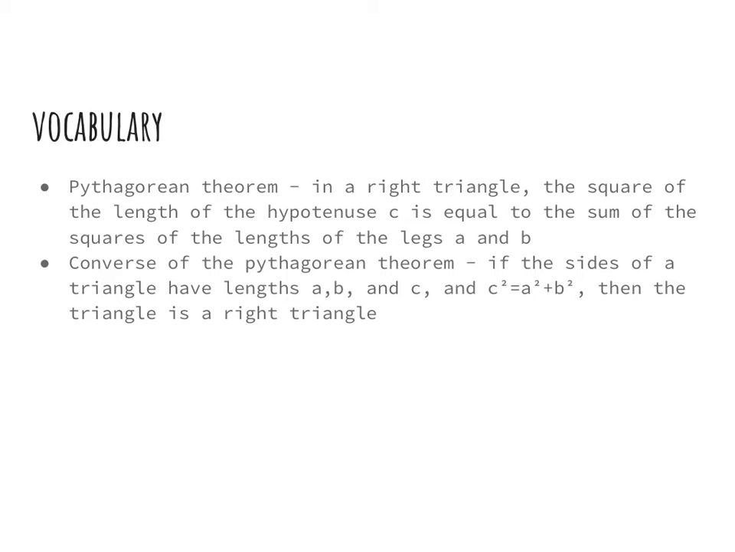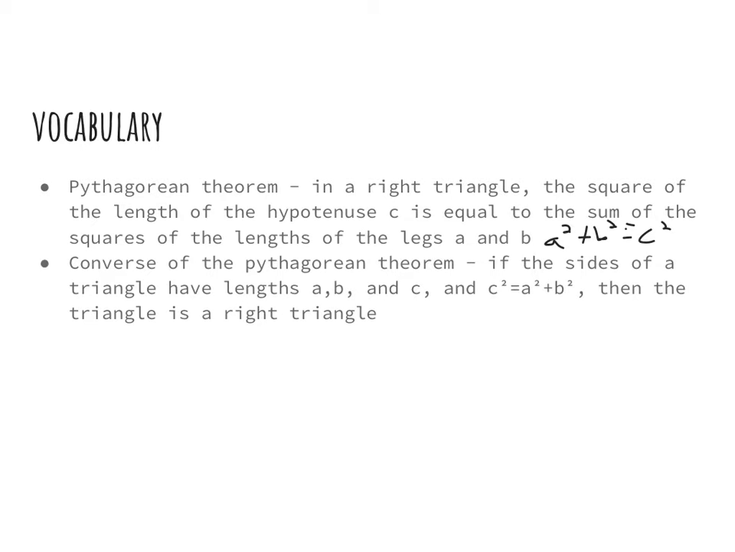In a right triangle, the square of the length of the hypotenuse C is equal to the sum of the squares of the lengths of the legs A and B. So it'll look something like this: A squared plus B squared equals C squared, where C is the hypotenuse of the triangle and A and B are the two leg lengths.